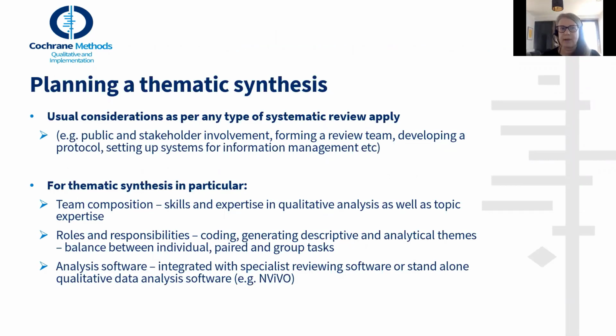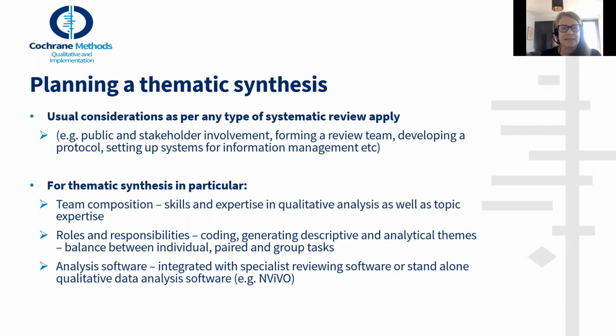So I'm just going to spend the last couple of minutes talking about planning a thematic synthesis and the kinds of things you might want to get in place before you start one. And of course, there's a whole set of considerations that would apply to any type of systematic review before you start. So considering public and stakeholder involvement: how important is the review question and topic that you're posing, for whom, and how might those stakeholders shape any particular question. You need to form a review team, develop a protocol, and set up systems for information management, etc.